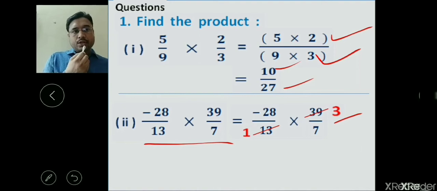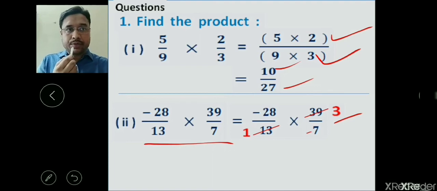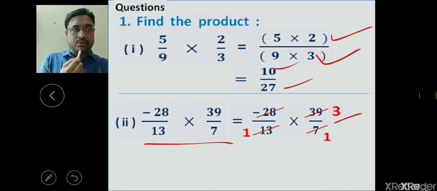Now 28 and 7 are also divisible. In 4 times, 7 into 4 is 28. So you will divide 28 by 7. This way, 7 into 1, and then 7 into 4 times. So this is divisible now. 7 into 4, 28.